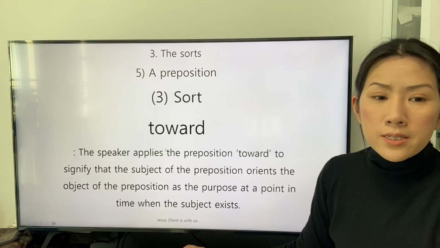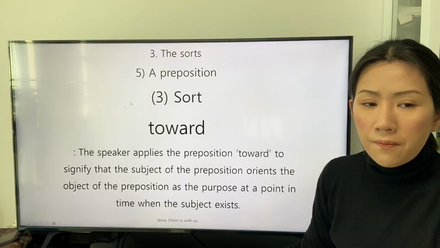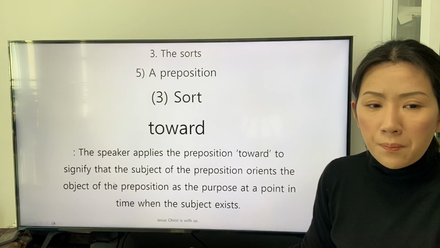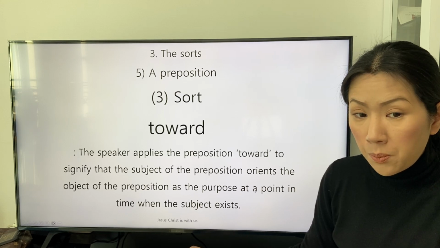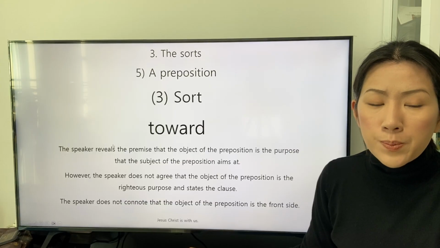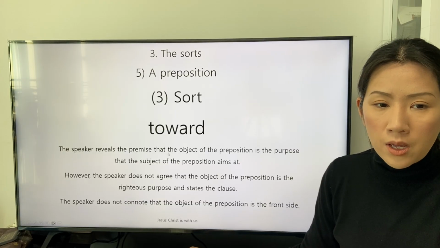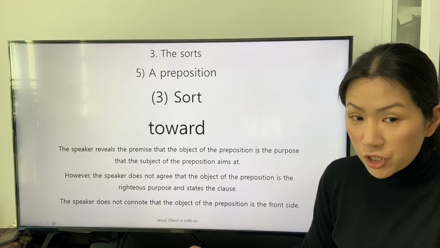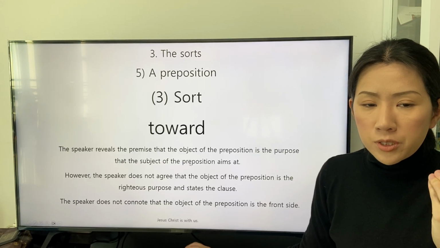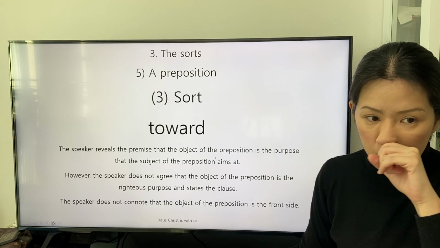The speaker applies the preposition toward to signify that the subject of the preposition orients the object of the preposition as the purpose at a point in time when the subject exists. The speaker reveals the premise that the object of the preposition is the purpose that the subject of the preposition aims at.